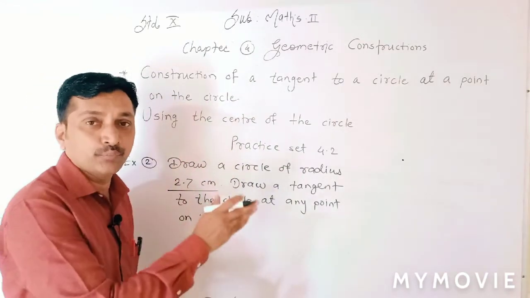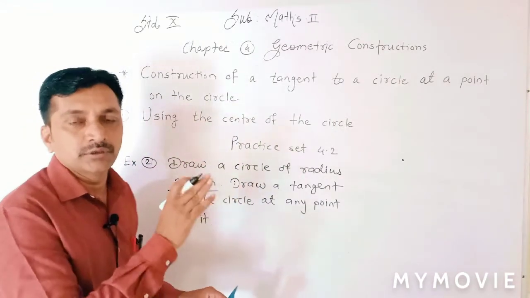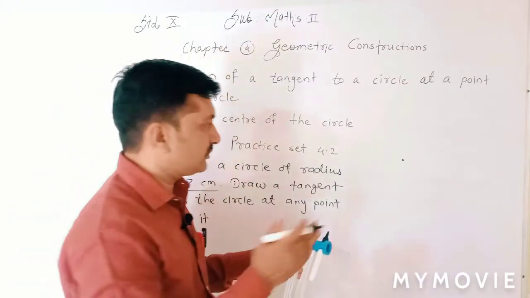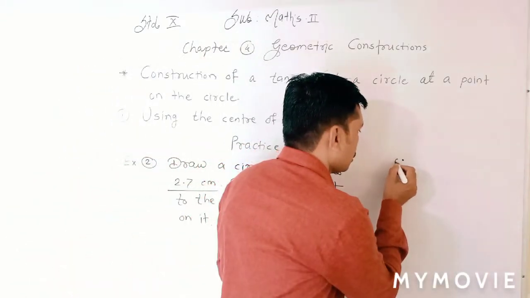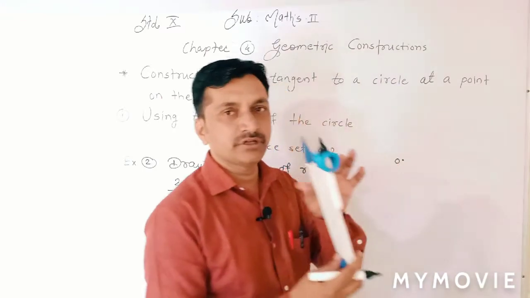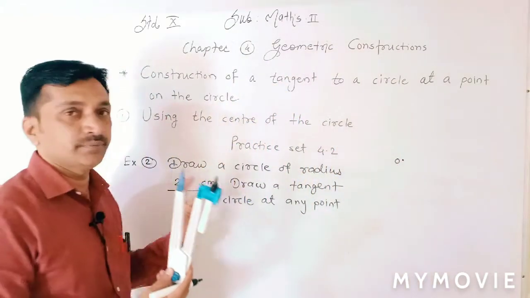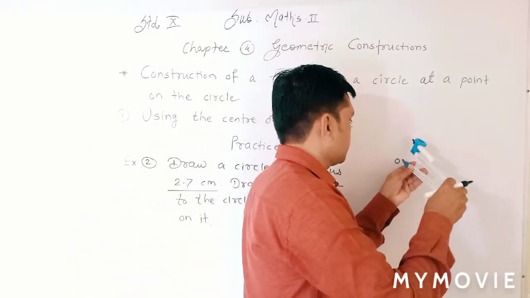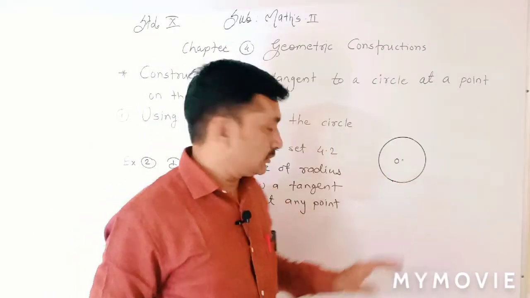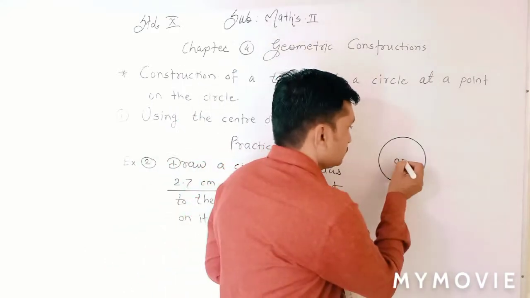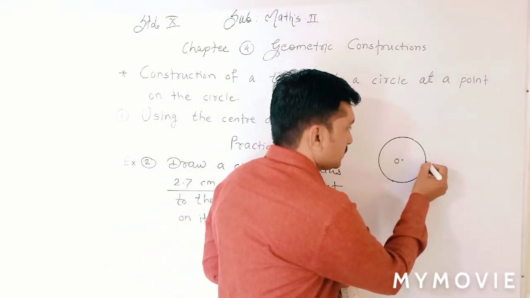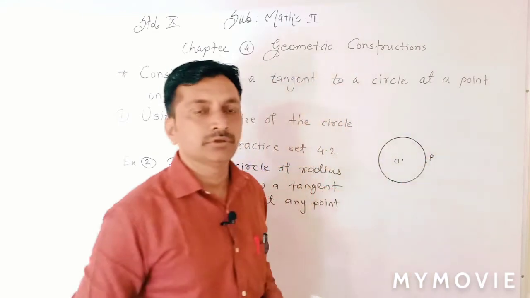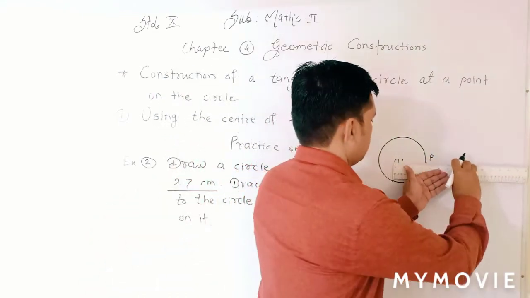Here names are not given. In the first example, point P was the center and M was the point on the circle, but here the names of the points are not given. Therefore we can take any point. I write O as the center. With O as the center and 2.7 centimeter radius in the compass, draw a circle. Here the circle of 2.7 centimeter is drawn with center O, and here we can take any point. I write P. OP is the radius.